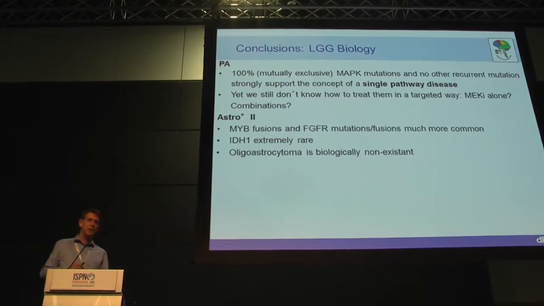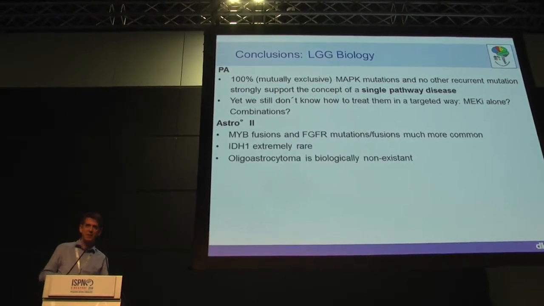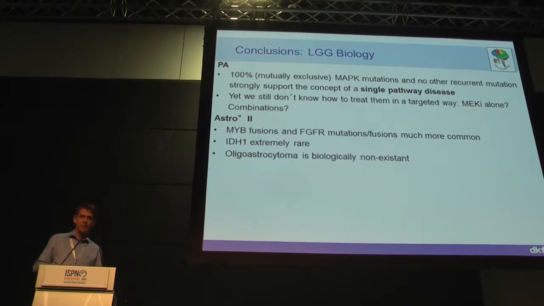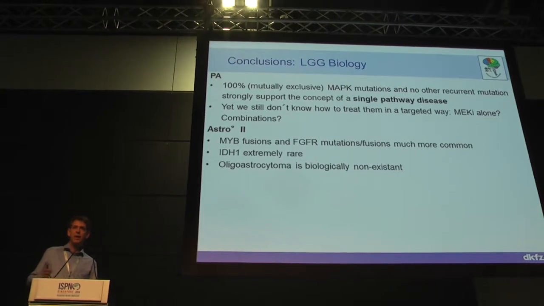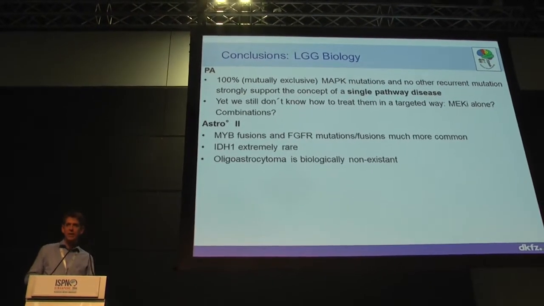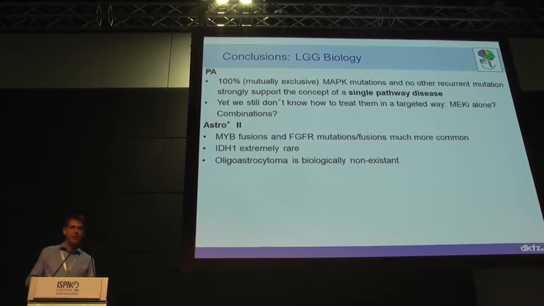And we are pretty confident, I think that this is true for adult as well as pediatrics, that there's no such thing as an oligoastrocytoma. So either it's an oligo or it's an astro, and it's just sometimes hard to tell from the morphology, but if you add the genetics and the biology, then for every one of them it's pretty clear what they are.